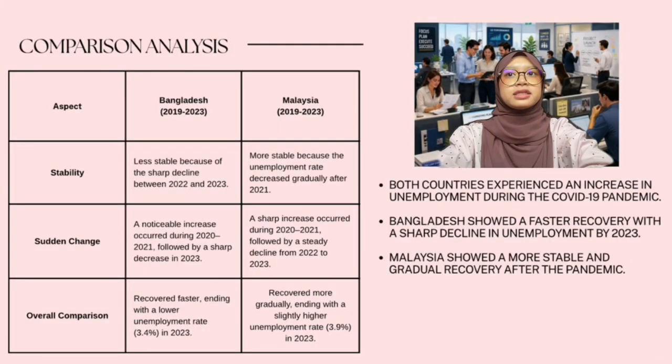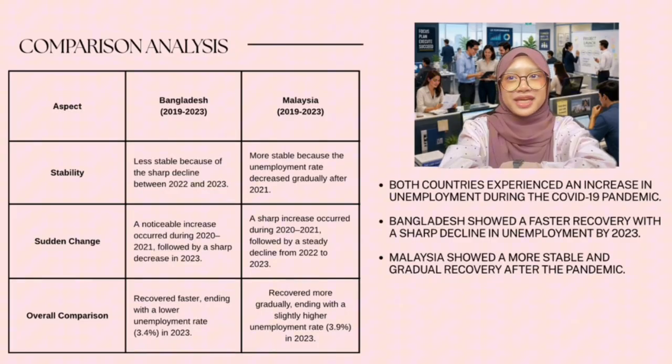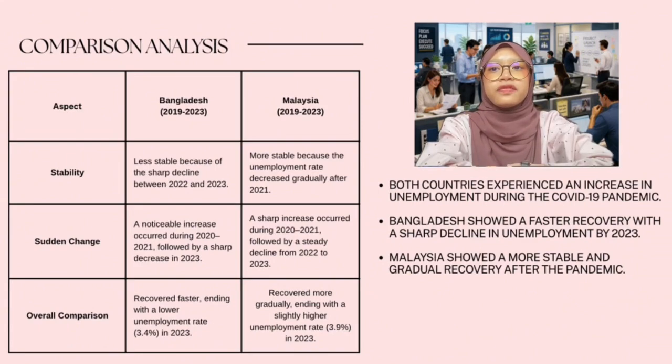Moving on to comparison analysis, from the aspect of stability, Bangladesh is less stable because of the sharp decline between 2022 and 2023. Malaysia is more stable because the unemployment rate decreased gradually after 2021. From the aspect of sudden change, a noticeable increase occurred in Bangladesh during 2020 and 2021, followed by a sharp decrease in 2023. In Malaysia, a sharp increase occurred during 2020 and 2021, followed by a steady decline from 2022 to 2023. Overall comparison, Bangladesh recovered faster, ending with a lower unemployment rate, 3.4% in 2023. Meanwhile, Malaysia recovered more gradually, ending with a slightly higher unemployment rate, 3.9% in 2023.